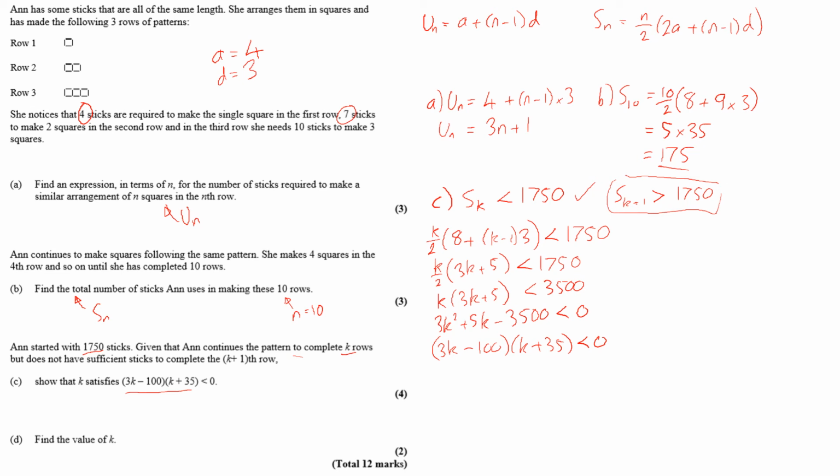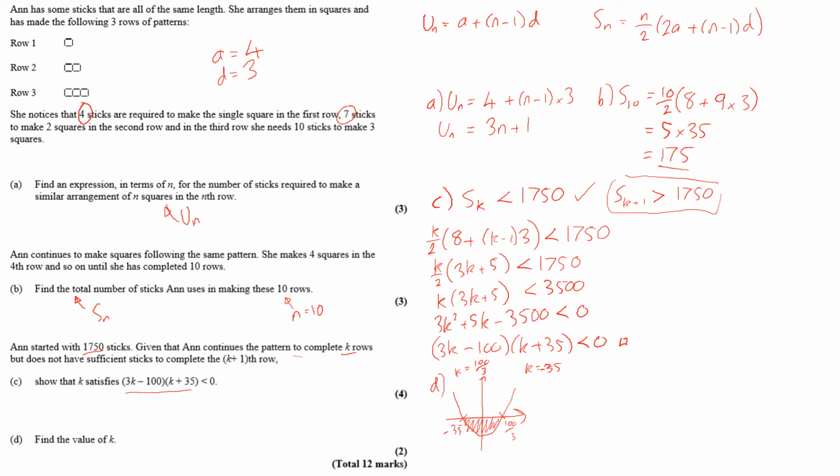Okay, and then for D, to find the value of k, now this is a quadratic inequality, so you should draw a graph. And the two key values we're going to get are 100 over 3 from the first bracket and minus 35 from the other bracket. So it's a positive quadratic. We know it goes through at 100 over 3, or 33 and a bit, and it goes through minus 35, and we want to know when it's less than 0, so we're interested in this bit below the axis.